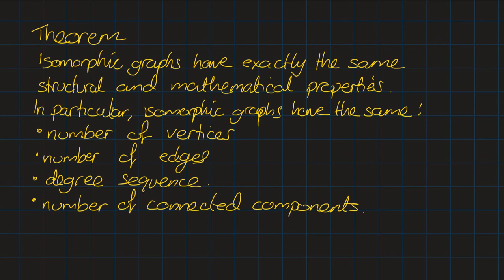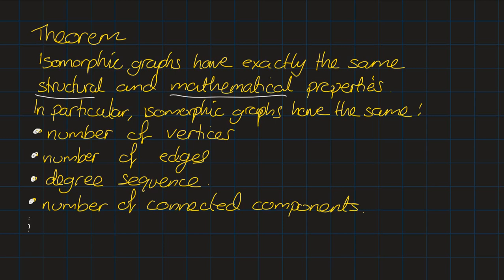This theorem goes into more detail on the specifics of what I was saying last time about how isomorphic graphs only look at the mathematical structure of the graph. Okay? So in particular the theorem says isomorphic graphs have exactly the same structural and mathematical properties. In particular, isomorphic graphs have the same number of vertices, the same number of edges, the same degree sequence, the same number of connected components, and the list goes on. There's more than just this. This is just some examples of similar mathematical structural properties which isomorphic graphs share.